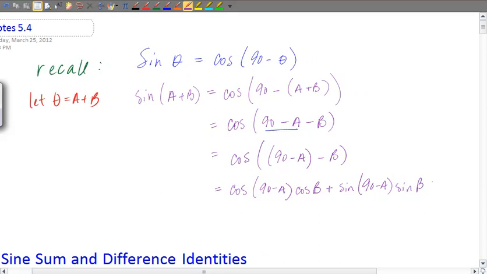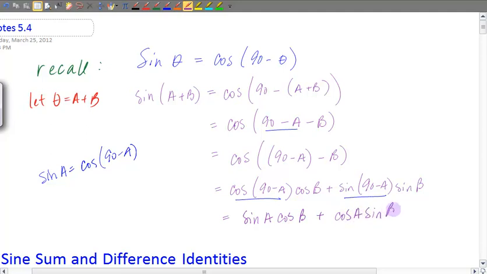Okay? Now, I know that the cosine of 90 minus a is equal to sine of a, using the cofunction identity. So I could rewrite this portion right here as the sine of a times the cosine of b, and I can apply that same property, the cofunction identity, over here, where I'm rewriting this in terms of cosine, and that becomes the cosine of a times the sine of b.